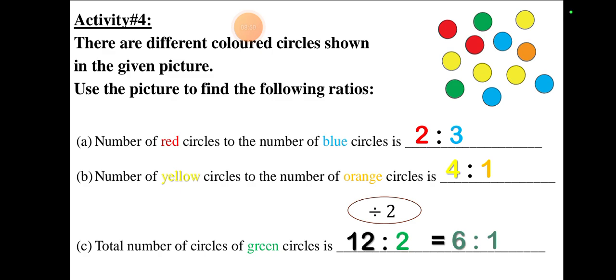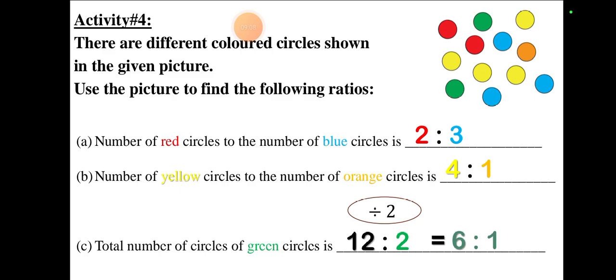Okay, so there are different colored circles shown in the given picture. Use the picture to find the following ratios. The number of red circles to the number of blue circles. First you have to find the red. There are 2 red circles, and the ratio is to the number of blue, which are 3. So 2 ratio 3, they are in simplified form also.